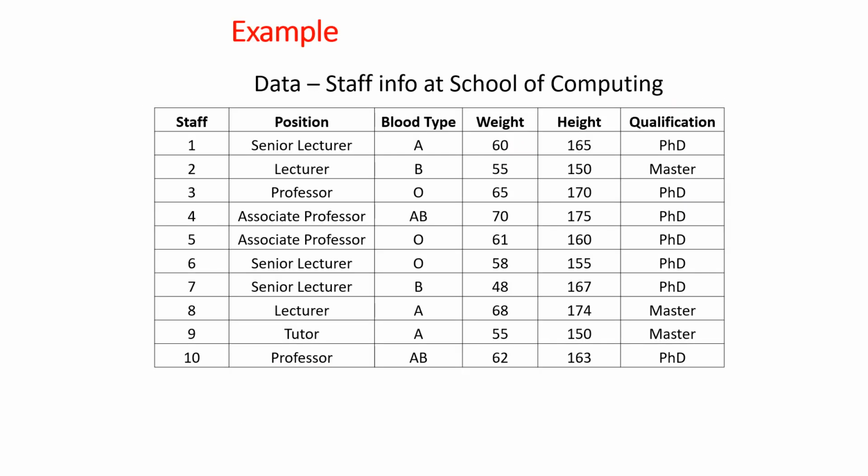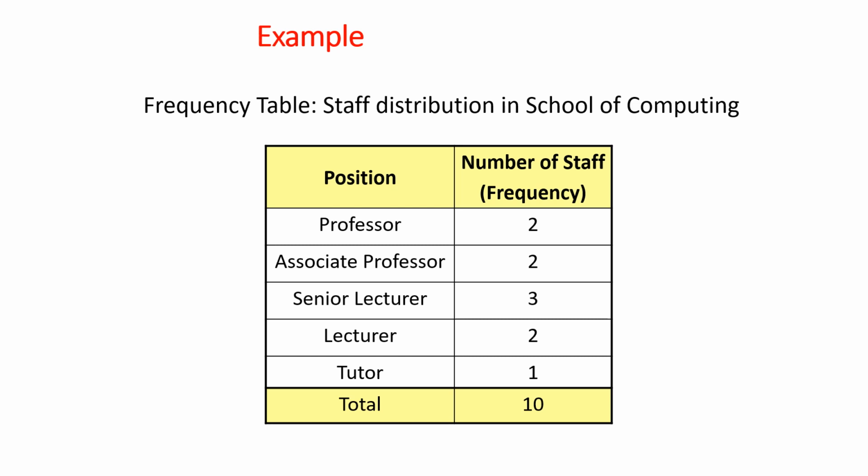This is an example of staff in the School of Computing. The data is a sample of 10 records, and we look at their positions. We summarize it using a frequency table by position. From the data, you can see we have 2 professors, 2 assistant professors, 3 senior lecturers, 2 lecturers, and 1 tutor. So the total number is 10.